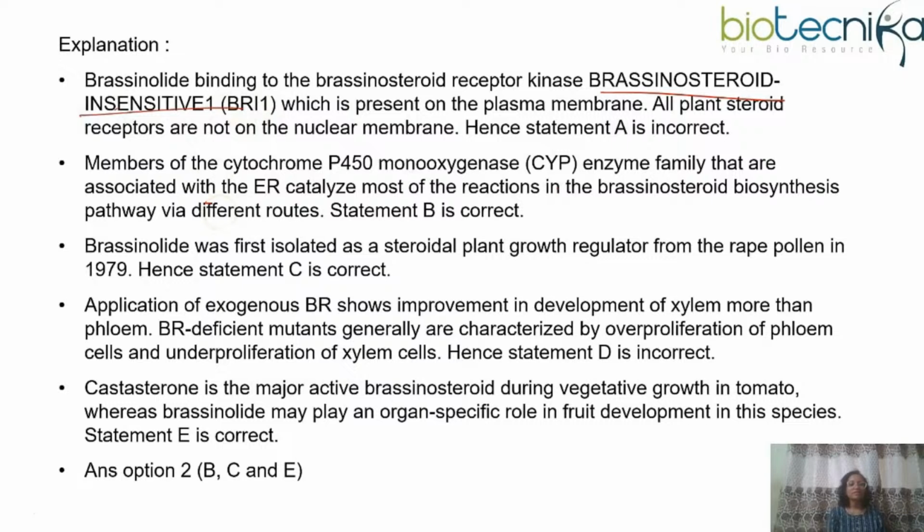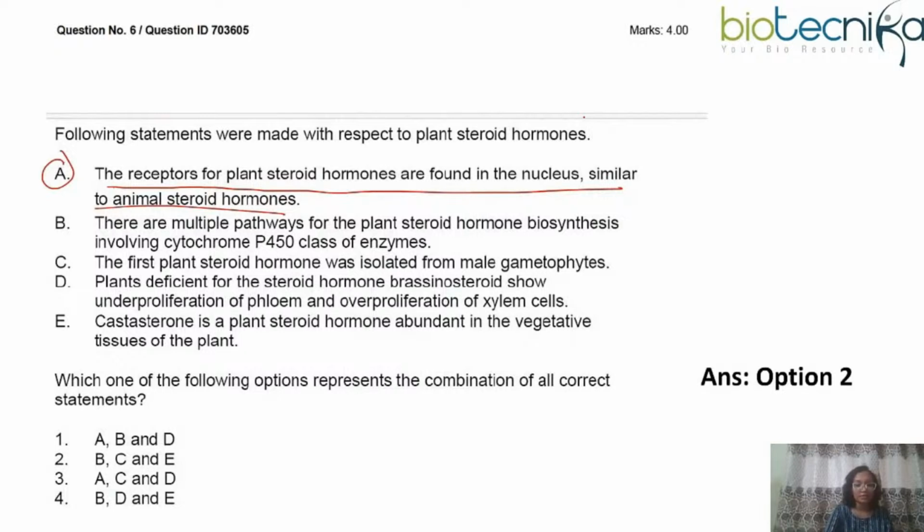BRI1, which is the receptor for the brassinolides, is present on the plasma membrane, and hence you cannot make that blanket statement. It is not completely true, hence statement A is incorrect. Statement A is not completely true.